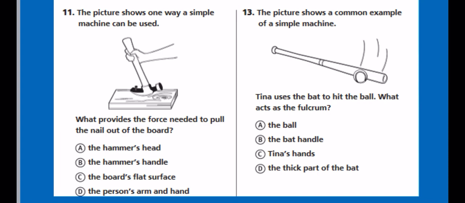Let's see number 13. The picture shows a common example of a simple machine. Tina uses the bat to hit the ball. What acts as a fulcrum? So something over here is acting just like a fulcrum. Is it the ball, or the bat handle, or Tina's hand, or the thick part of the bat? Think of it just a little bit.